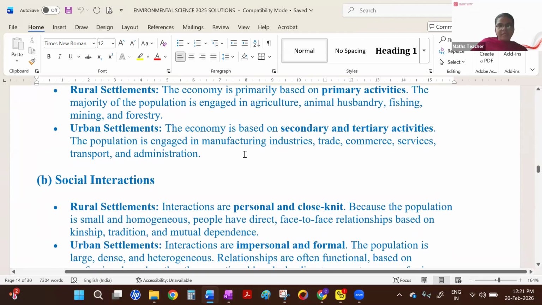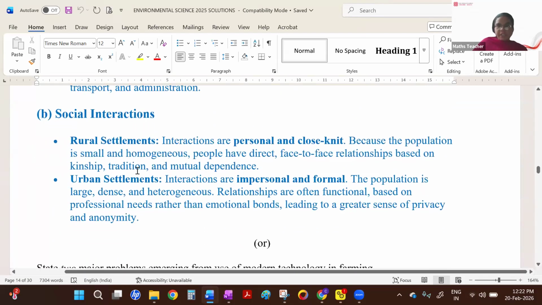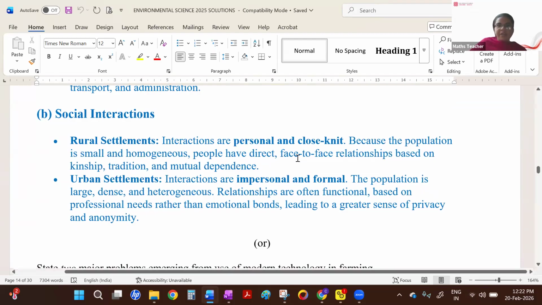And in urban settlements, most people won't be involved in agriculture, but they'll have some other job, right? Secondary and tertiary activities. So they'll be working in industries, trade, commerce, services, transport, administration. These are the different occupations that you see in urban settlements. And then social interactions are personal and close knit, because in rural areas there will be a few people, right? The number of people would be very less, so there will be a close interaction between the people. And because the population is small and homogeneous, people have direct face-to-face relationships. Say if there are a few hundred people, then everybody would know each other in a village.